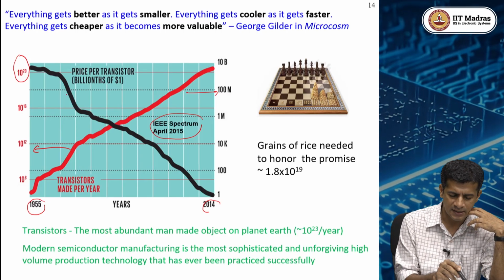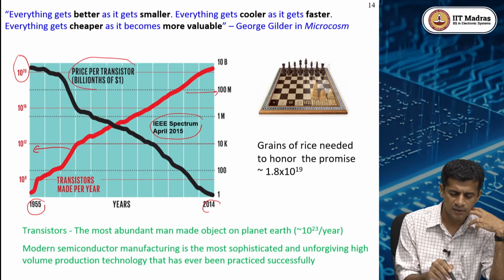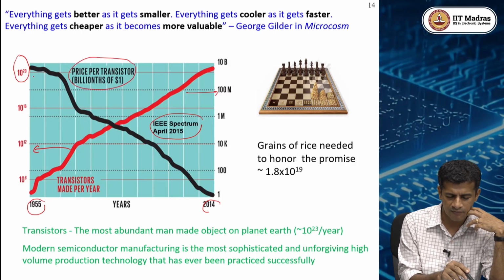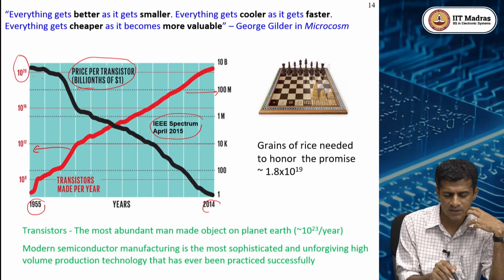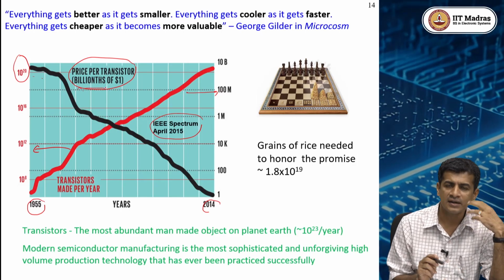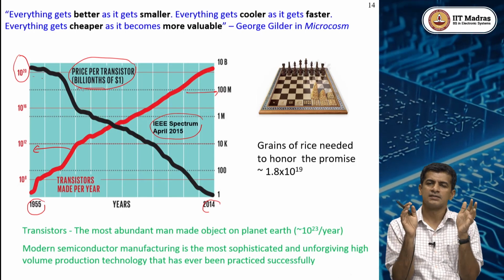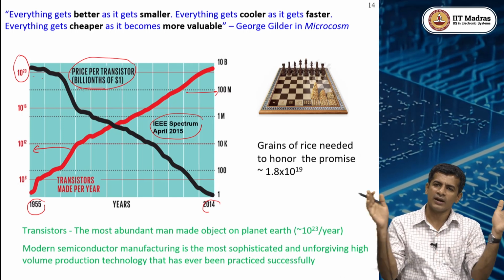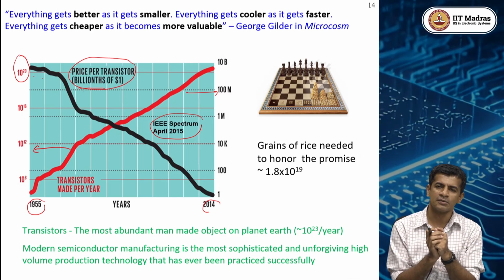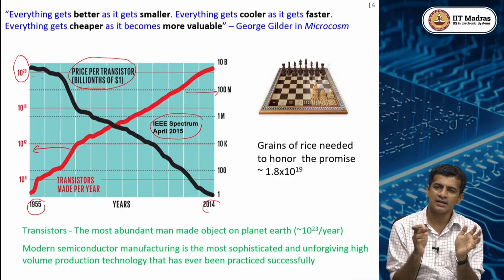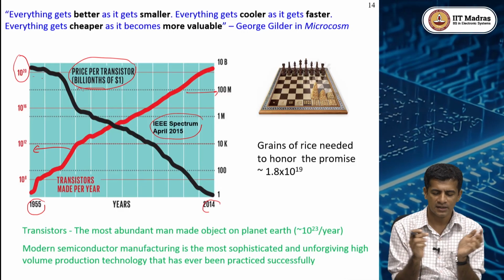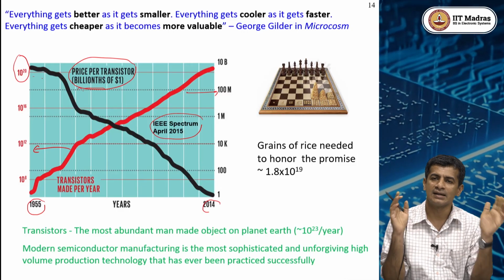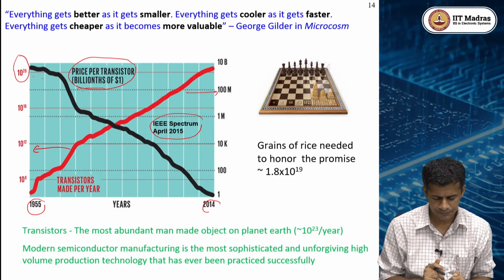Another phenomenal aspect is the price per transistor. The price per transistor has been constantly falling. This unit is actually a billionth of a dollar. You can see the price per transistor has fallen by 10 orders of magnitude. This is something which has never happened in the history of technology or in economics: the price of something has fallen 10 orders of magnitude.